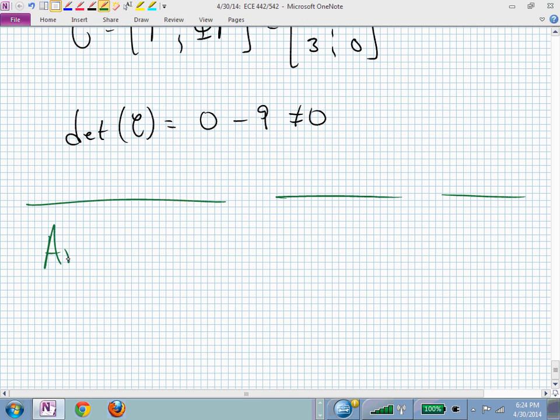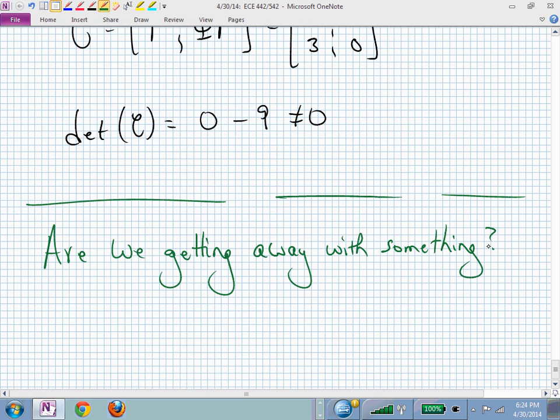Let me ask you a question. Are we getting away with something? Because why did we spend all semester playing around with this root locus, trying to design controllers? It was kind of hard. Where's the root locus? How do we bend that inside the unit circle? And now you show me this, and I can put these anywhere in the unit circle. What's going on?